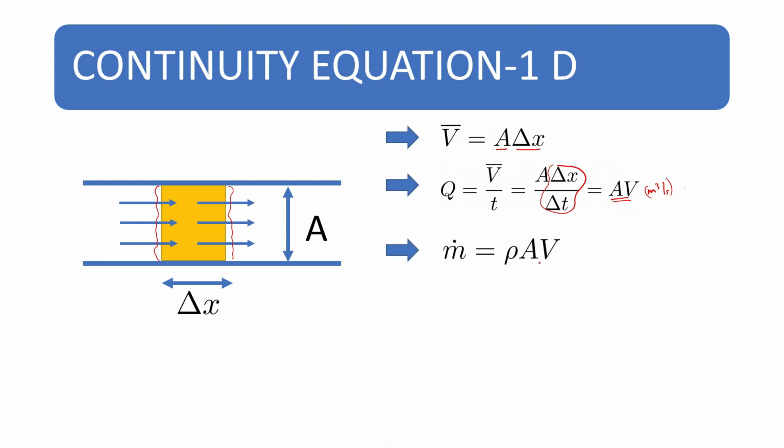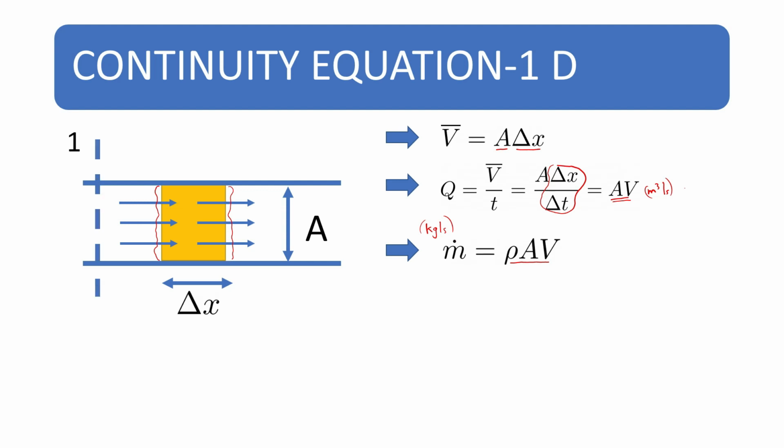So how will you find the mass flow rate? This m dot means kilogram per second. What is the mass flowing through that? So mass flowing through this is equal to rho into discharge, or rho into volume flow rate. Rho is the density. So discharge is also equal to A into V. So m dot is equal to rho into A into V. That is the mass flow rate across this control volume.